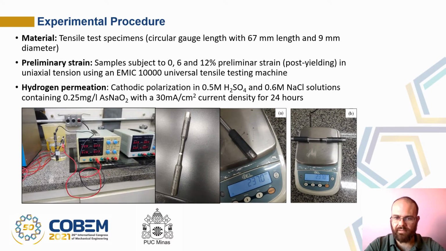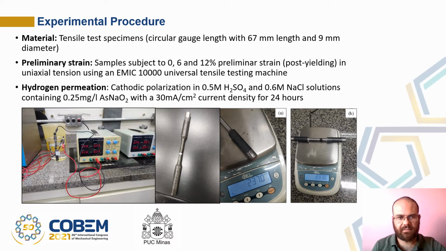So the details of the experiments. The material used was 1020 low carbon steel. We prepared tensile test specimens with a 67 millimeter length and 9 millimeter diameter of the gauge section. These materials were received in the hot rolled condition, so they were initially annealed. And then they were subjected to 0, 6, and 12% of preliminary plastic strain. These levels of strain were introduced after yielding. These were performed by uniaxial tension using a universal tensile testing machine.